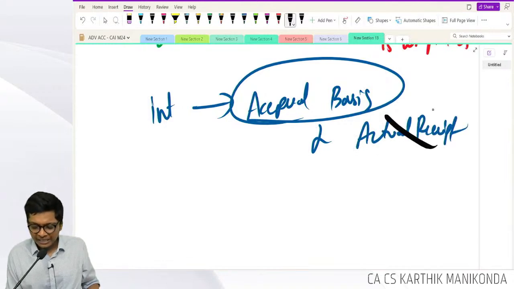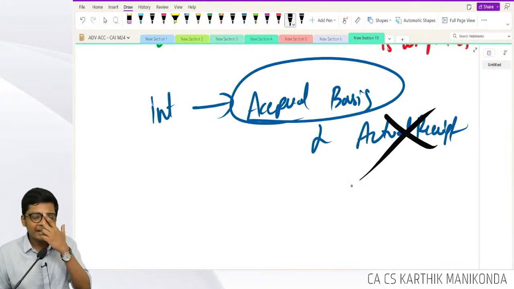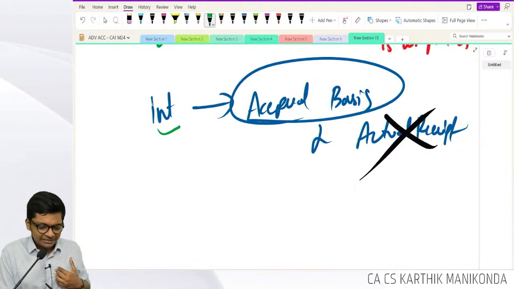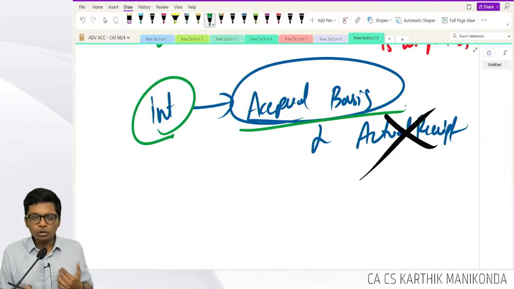You never account anything on actual receipt in financial statements. Everything is accrual. Credit sales, we account when the sale takes place, not when we receive. Same way if I am accounting for interest, account on accrual basis.